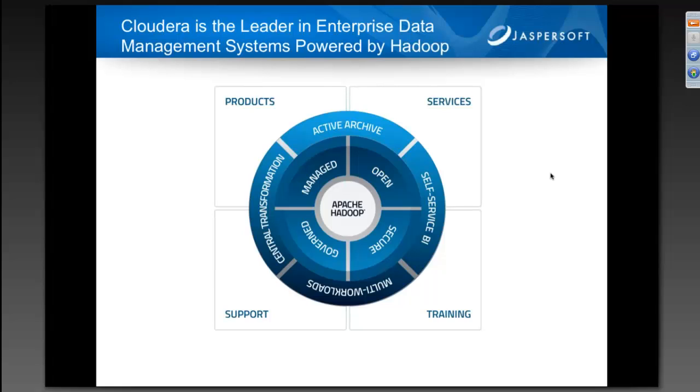From a high level, Cloudera is the leader in enterprise data management systems powered by Hadoop. This slide provides an overview of the different types of product services that the company provides. But at its core is Apache Hadoop. Apache Hadoop is how we got our start. It is core to the enterprise data management platform, and it looks to provide 4 key attributes: it's managed, it's open, it's secure, and it's governed. These key attributes aim to provide several key capabilities, from active archive, self-service BI, and multi-workload management, as well as a central hub for data transformation. Today, as part of this webinar and a little bit later on, we'll be looking specifically at the self-service BI aspect and the interaction between JasperSoft and Cloudera.